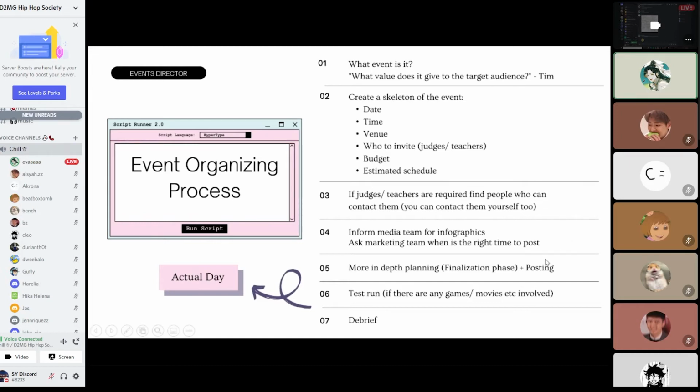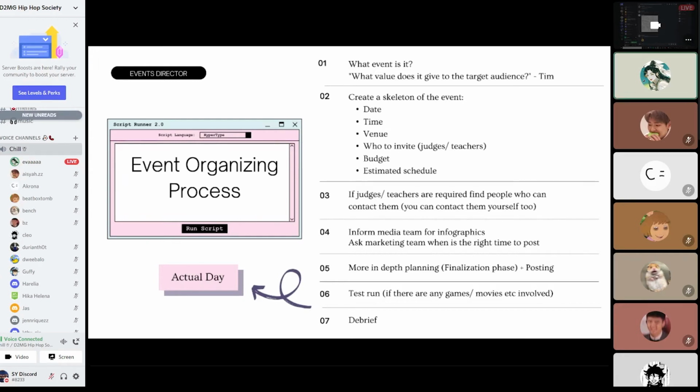And after that is the more in-depth planning part, but that's a really huge thing, so I just wrote more in-depth planning. It's basically you finalizing everything: finalizing the marking criteria, the judging process, the schedule, and all of that.